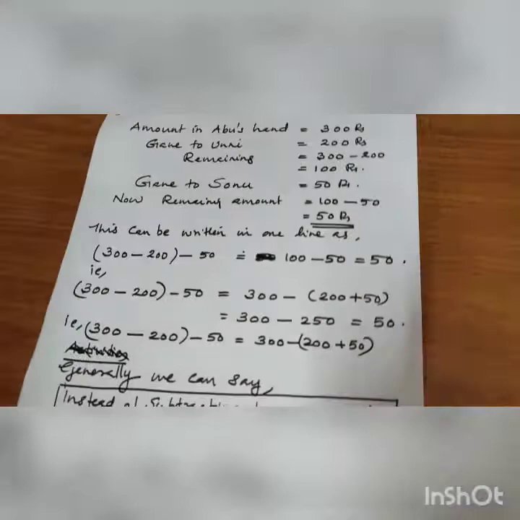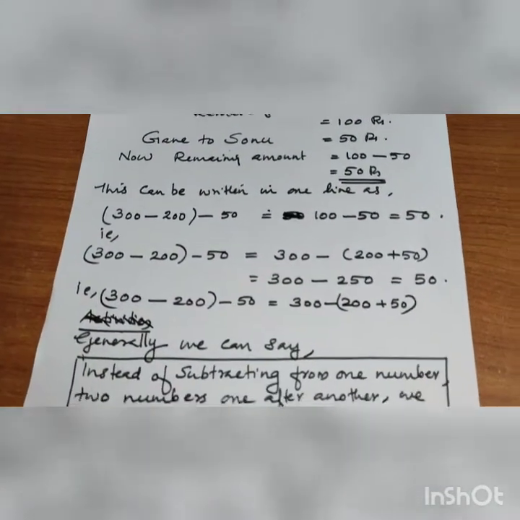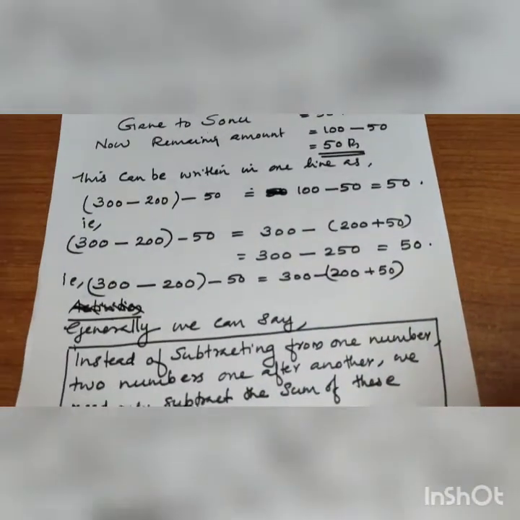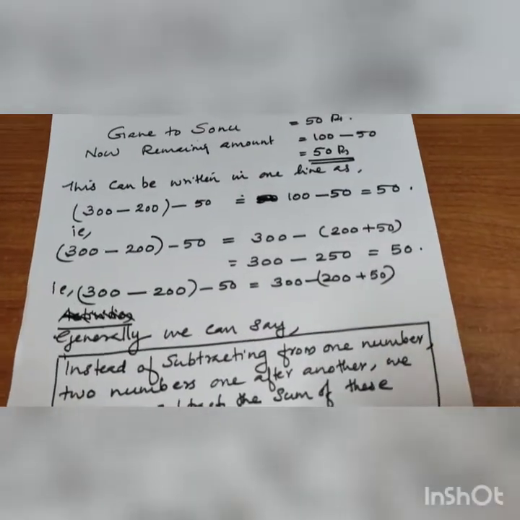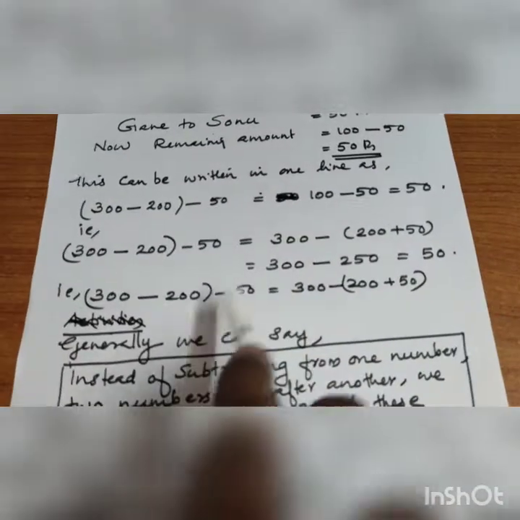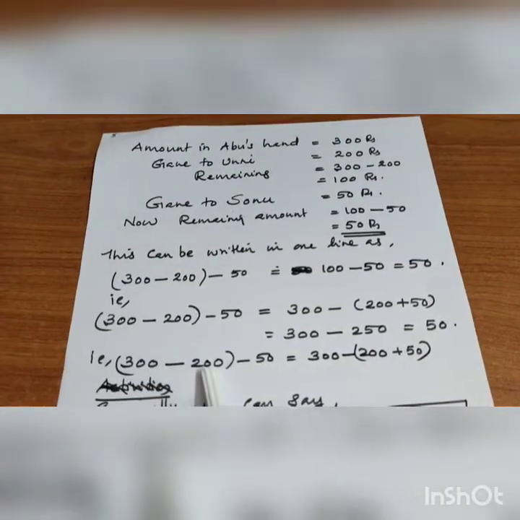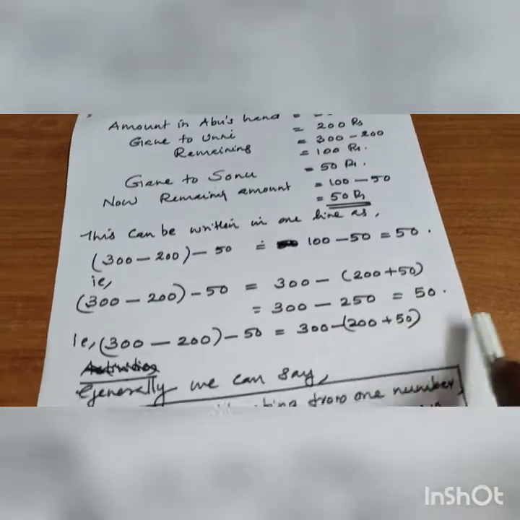Then he gave first 200 rupees and then he gave another 50 rupees to Sonu. First 200 rupees to Unni and second 50 rupees to Sonu. Therefore, totally 250 rupees he gave from 300. Therefore, what is remaining? It is only 50 rupees. Therefore, 300 minus 200 minus 50 is equal to 300 minus 200 plus 50.